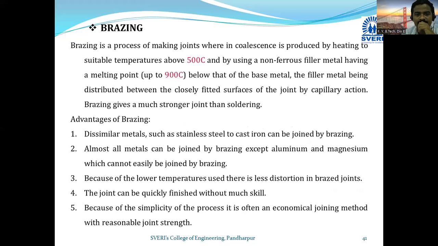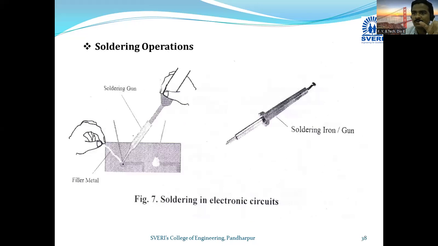Or disadvantages? Soldering operation is done quickly, na? As compared to other types of processes, soldering can be done quickly. It is portable. Very common. Then third, yes, varieties of metals can be joined. That is also one advantage. Less cost, yes, less cost.